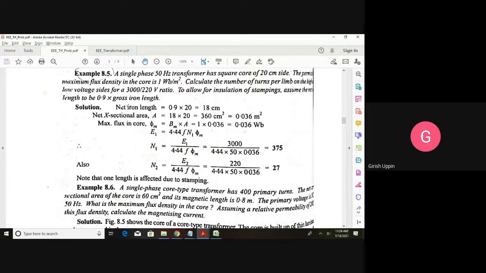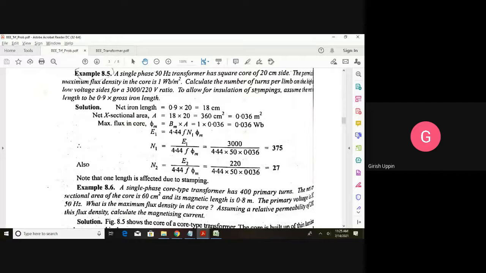Now, one thing is there, the stacking is done in between. They use any kind of insulation material which will hold together. So effective length will get reduced. What they are saying is one side it is 20 centimeter, there is no issue. On the other side, because of the insulation of the stampings, the length is 90% of the gross length. What is the gross iron length? 20 centimeter, but 10% is gone in that insulation. We have only 90%. So 0.9 into 20, that is 18 centimeter.